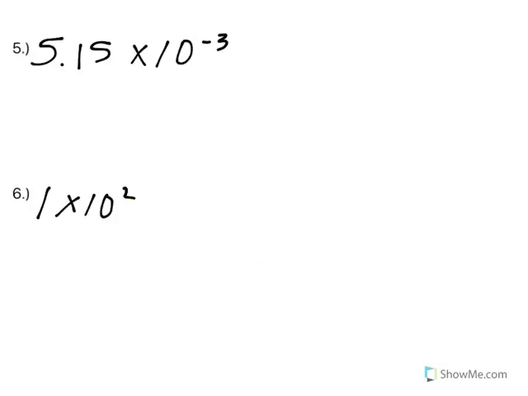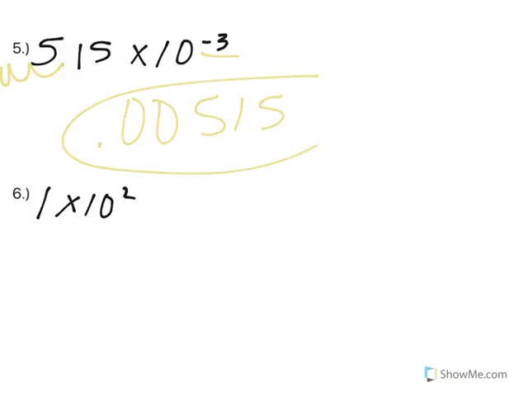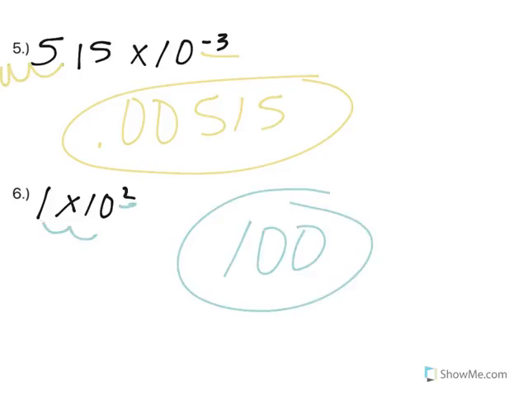So always remember, positive exponents make my numbers bigger. Negative exponents make my numbers smaller. So negative exponent, 1, 2, 3. I'm going to start with 2 zeros, then 515. Here again, positive. I don't see my decimal, so it's at the end. 2 places. This is just 100.